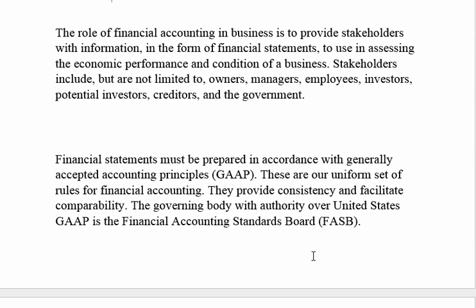And you'd know that both sets of financial statements, even though they're in different industries, both Coca-Cola's financial statements and Delta Airlines financial statements were both prepared using this same set of rules. That makes them comparable. Now, the governing body with authority over United States generally accepted accounting principles is the Financial Accounting Standards Board, and we abbreviate that as FASB.